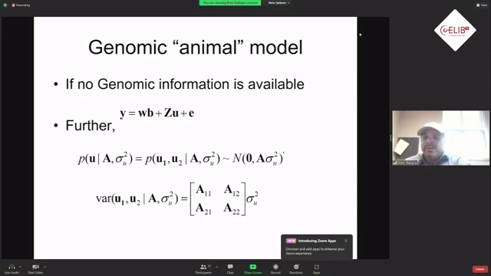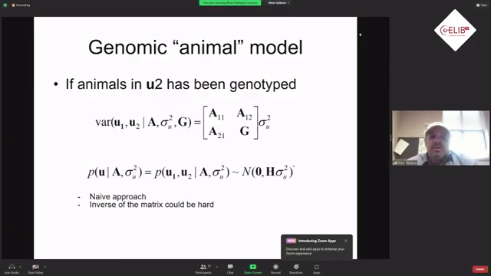Now I'm going to partition that relationship matrix into four corners. You have A11, which are the additive relationships between the genotyped individuals. A12 is the covariance between genotyped and non-genotyped. Same thing for A21. And A22 is the average additive relationship between non-genotyped individuals.